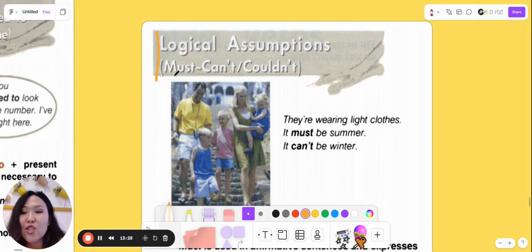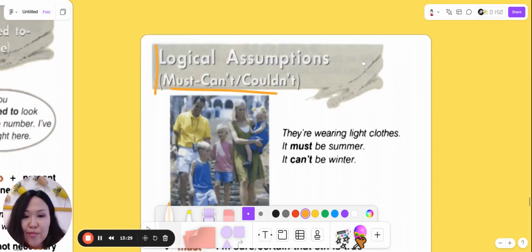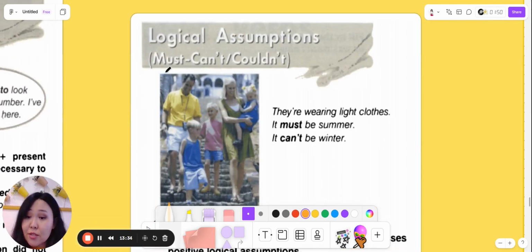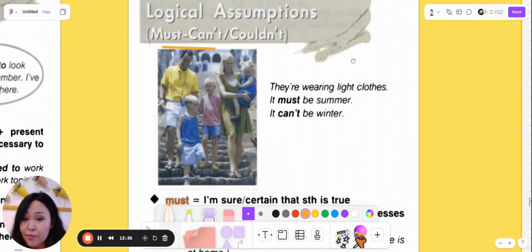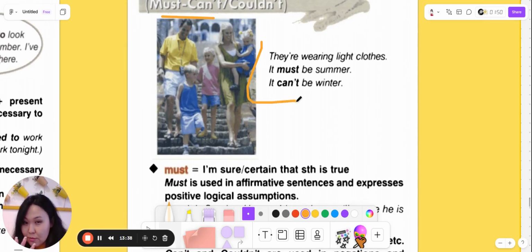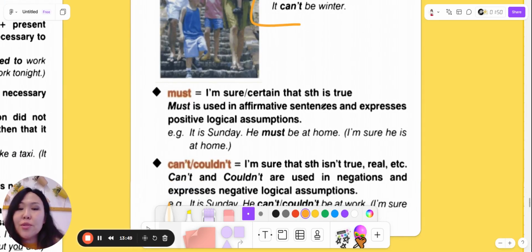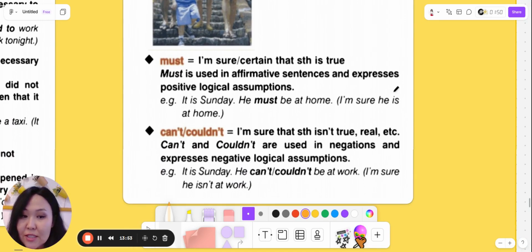Next one says about logical assumptions. Must, can't, and couldn't. So next ones are about logical assumptions. Must, can't, couldn't. Logical assumptions. We assume something. They are wearing light clothes. It must be summer. It can't be winter. Yeah. Must, I'm sure, certain that something is true. It is used in affirmative sentences and expresses positive logical assumption.